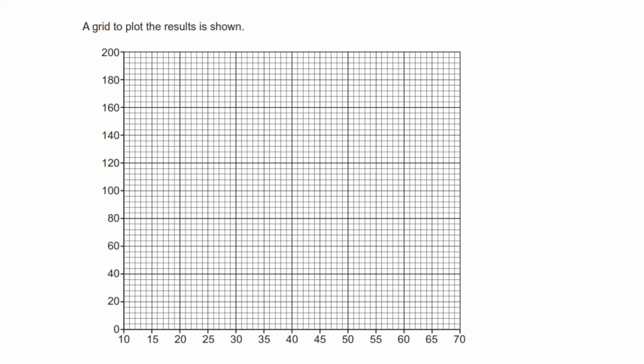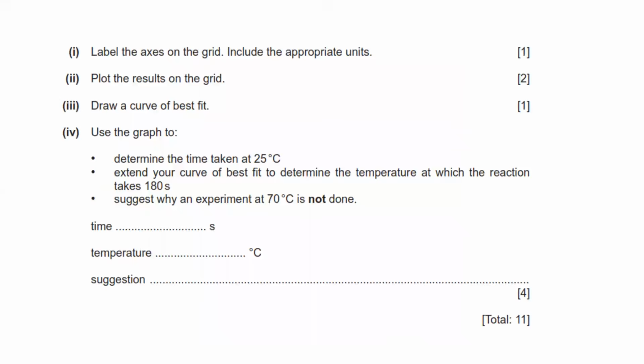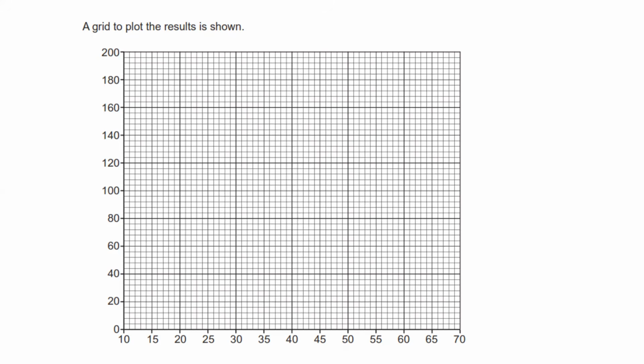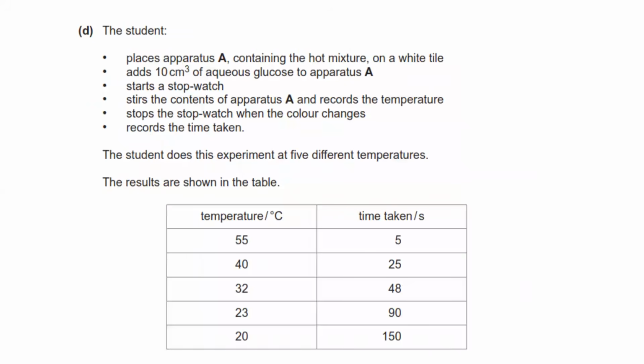So there is a grid, and we have to plot these results. In the plot, we have to first of all label the axes on the grid, include the appropriate units, plot the results on the grid, and draw a curve of best fit. Okay. So now what we have to see is that the temperature is from 20 to 55 degrees centigrade and time taken is from 5 to 150.